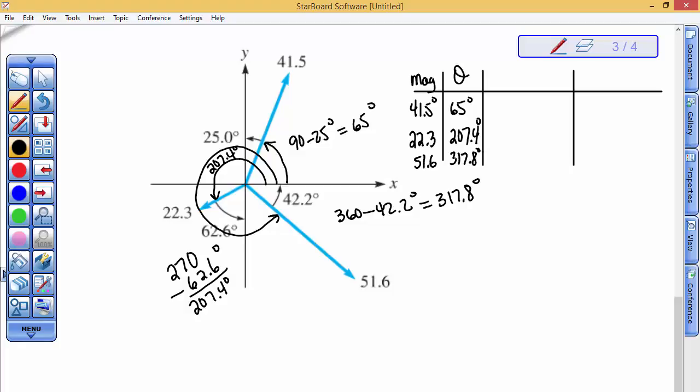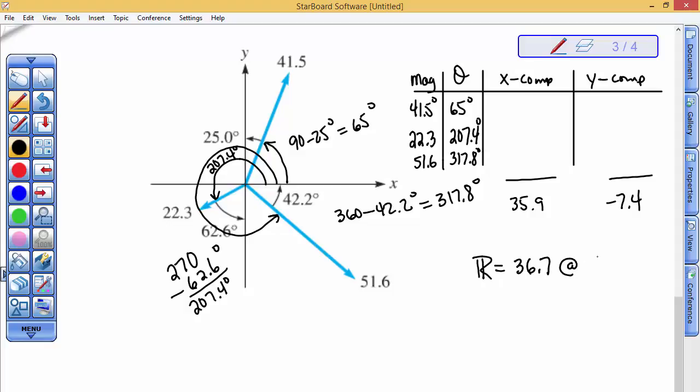And I'm going to go find their x components. And I'm going to go ahead and find their y components. I'm just going to tell you that the x component here turns out to be 35.9, and the y component turns out to be a negative 7.4. That makes our final answer for this problem 36.7, I don't have any units, at an angle of 348.4 degrees. Go ahead and try that one on your own.